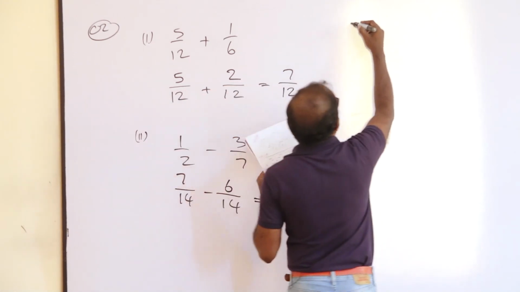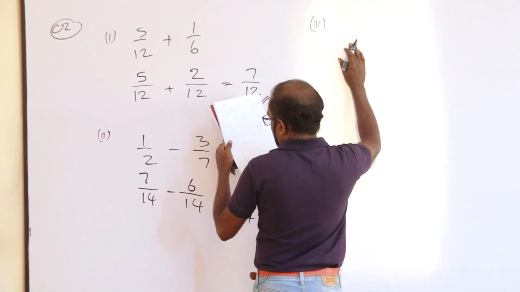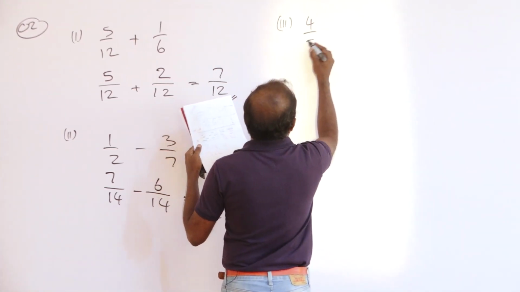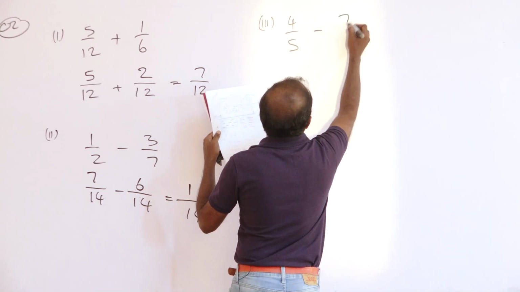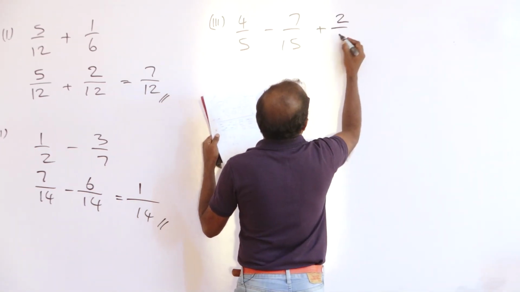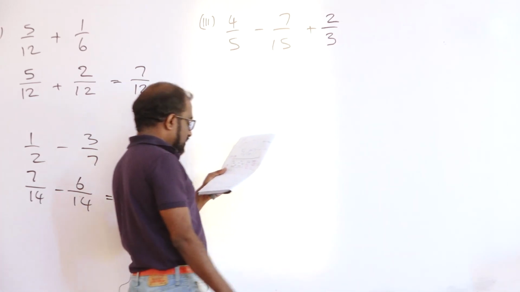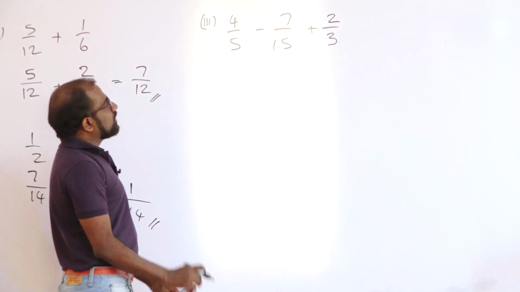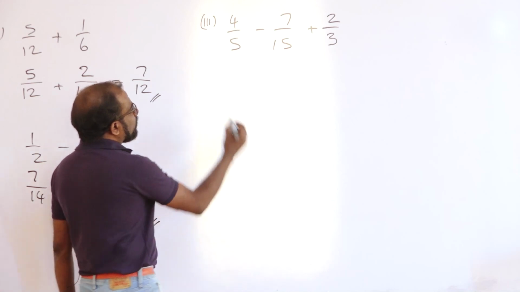Right. Third question. 4 over 5 subtract 7 over 15 plus 2 over 3. Right? So here, what's the common denominator?